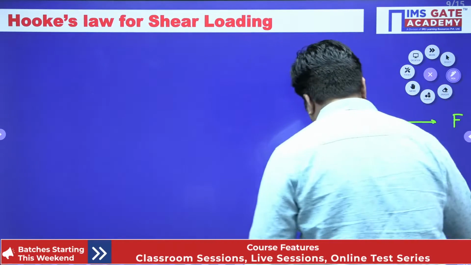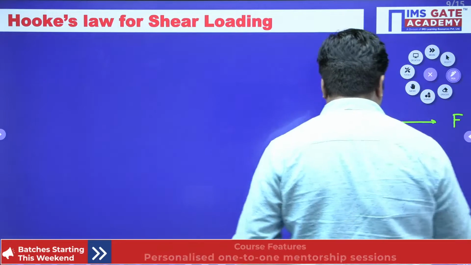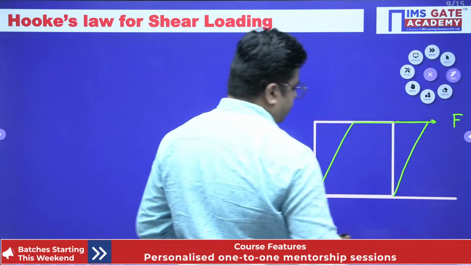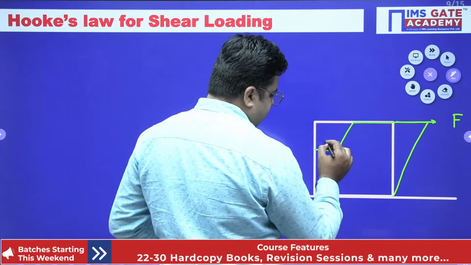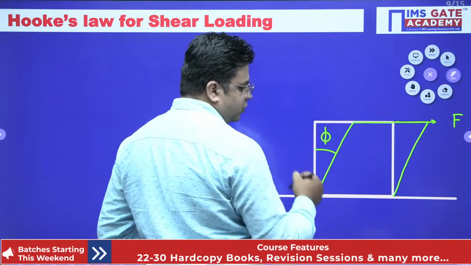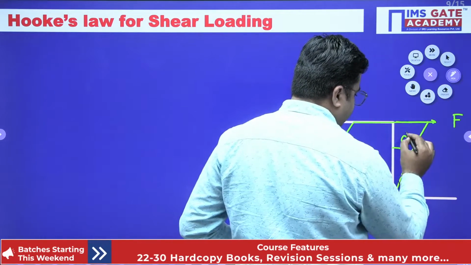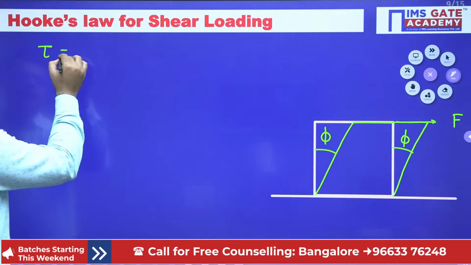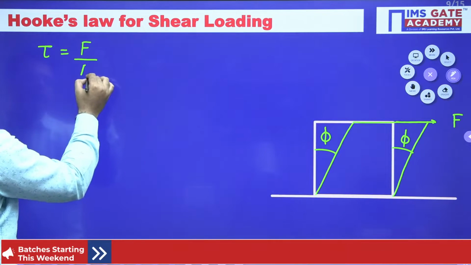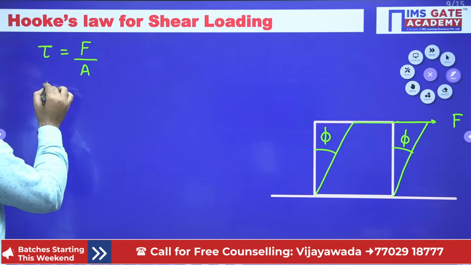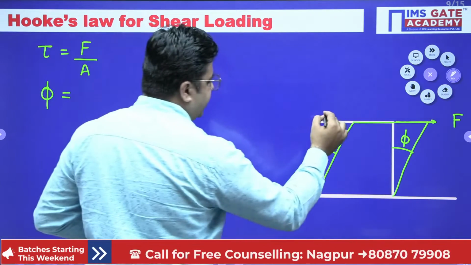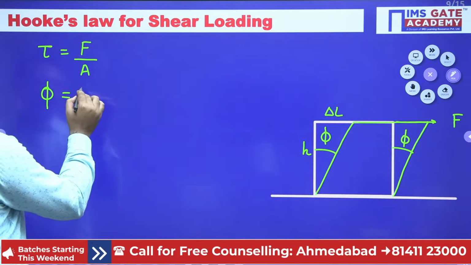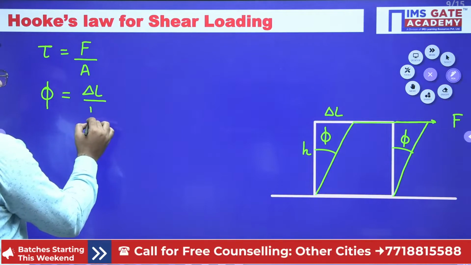So this is my deformed shape of the body. And this deformation is measured by this angle. This angle is known as your shear strain. So shear stress tau is shear force divided by area, and shear strain phi is equal to delta L by H. This is your shear strain, delta L by H.